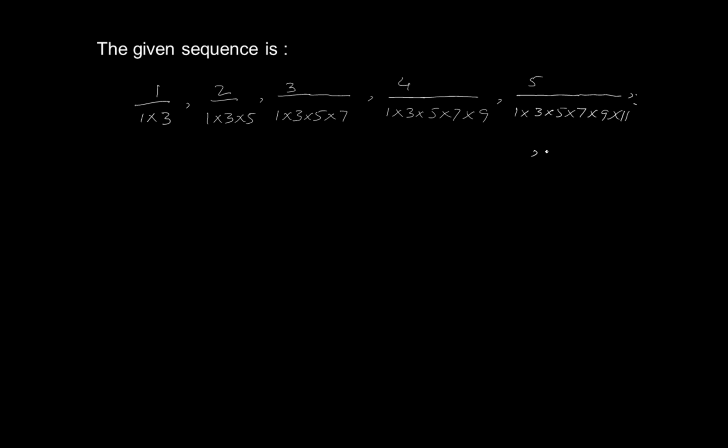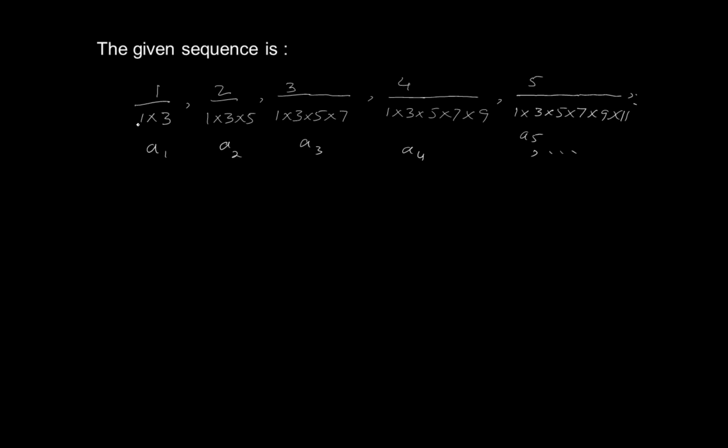This sequence is going on. It is an infinite sequence. The first term is this one, the second is this one, the third, fourth and fifth. Now in the numerator there is a sequence 1 2 3 4 5. So this is a sequence.